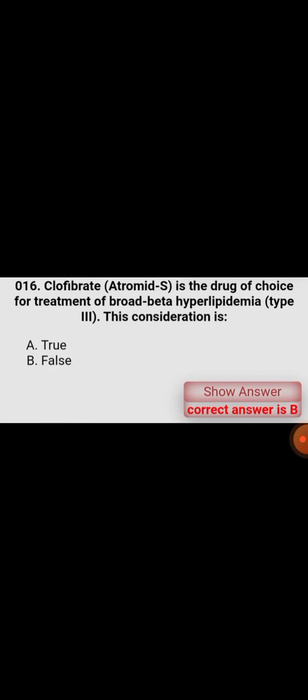Agents which lower levels of LDL cholesterol tend to promote regression of atherosclerotic plaques. This consideration is true. Clofibrate is the drug of choice for the treatment of broad beta hyperlipidemia. This consideration is false.